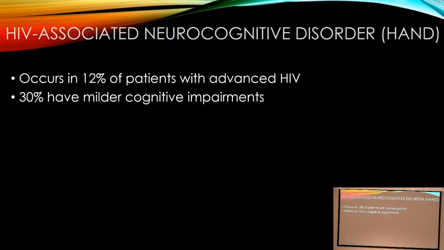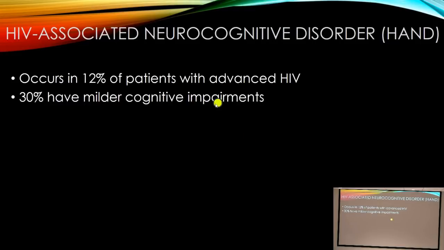Okay, well, let me just pick in 10 minutes here the highest of the high yield for HIV. So first of all, we have dementia, which is called HAND syndrome, HIV-associated neurocognitive disorder. And so overall, this occurs in about 12% of patients that have advanced HIV or AIDS. Now, 30% of patients with AIDS will have some cognitive impairments. So everyone that has some memory loss that is HIV positive or that has AIDS doesn't have this syndrome.